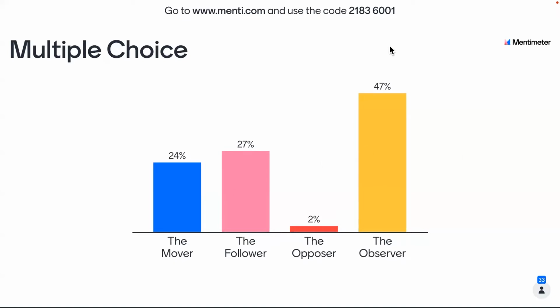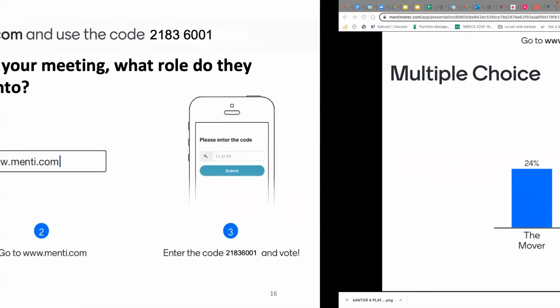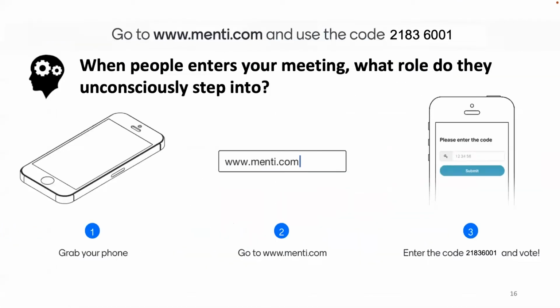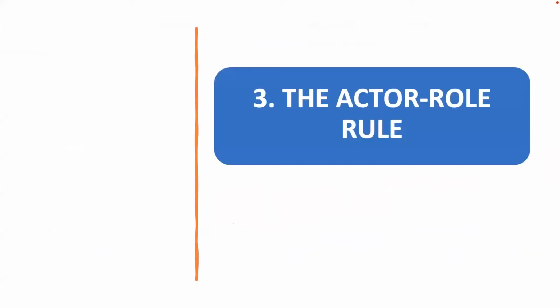All right, thank you so much. We have 47% of people saying that their team are observers in meetings. I'm going to share my screen again and we move forward. Then the next rule is called, come on, don't hang my system.